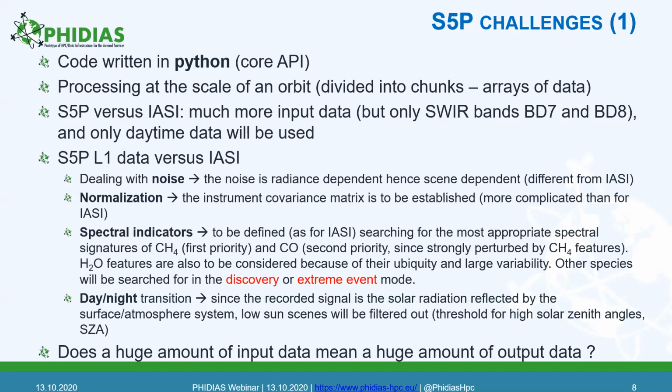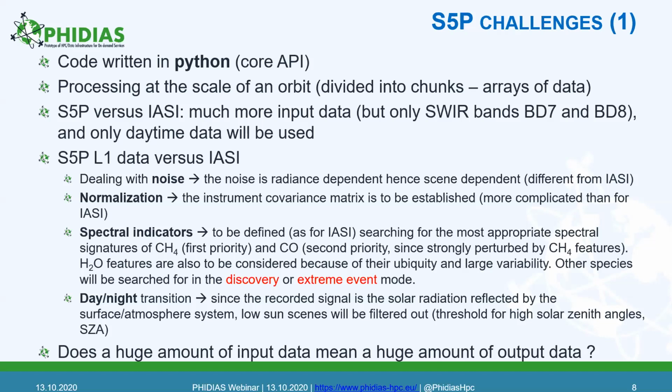Water vapor features are also to be considered because of their ubiquity and the large variability on a temporal and spatial scale. And other species will also be searched for in a discovery or extreme event mode during the prototype. We also have to take care of the day-night transition, since the measured signal is solar radiation reflected by the surface atmosphere system.